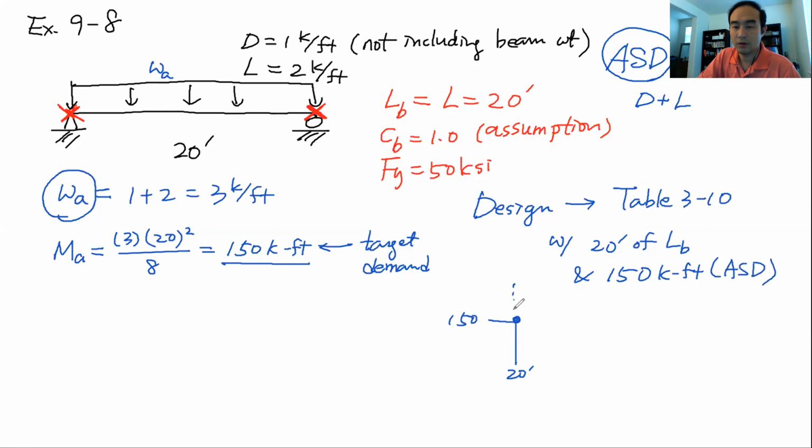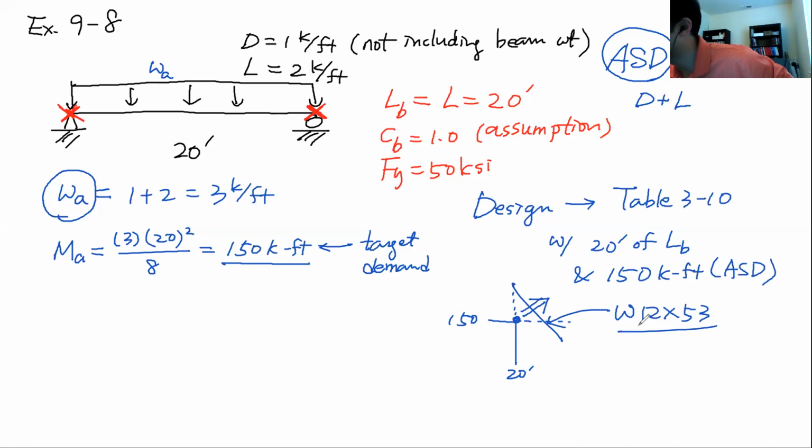And then we're going to read the chart this way. So find the first crossing solid line. The solid line is going to be the lightest section within that group. Dotted lines are the heavier sections than the solid one. So the first solid line is W12 by 53. So this is going to be our first trial.